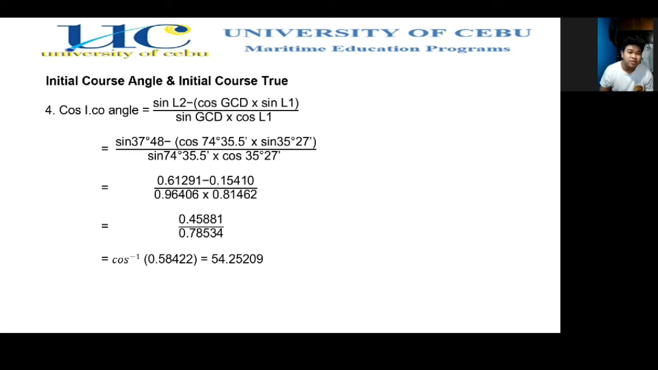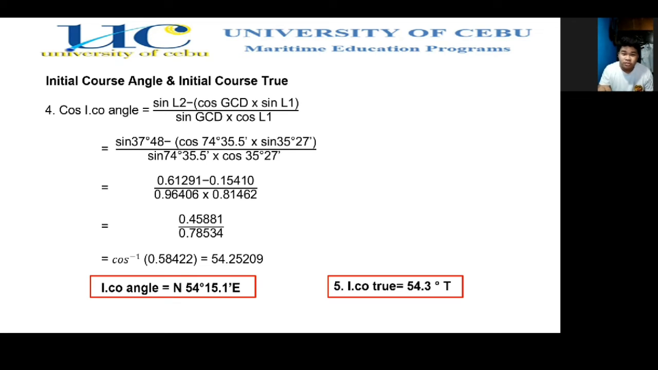So cotangent 0.58422 is equal to 54.25209. In order to get the initial course angle, we shall turn it into degrees. Turning into degrees is done by pressing shift, degree symbol, equals on the calculator. So the answer for that would be: initial course angle is equal to north 54 degrees 15.1 minutes east, and the initial course true, which is 54.3 degrees true.